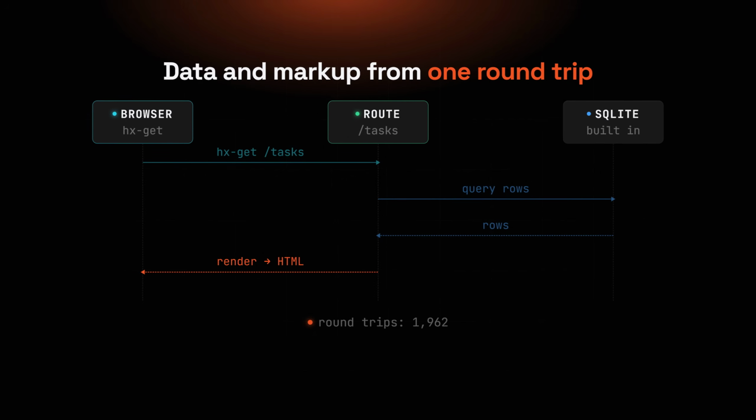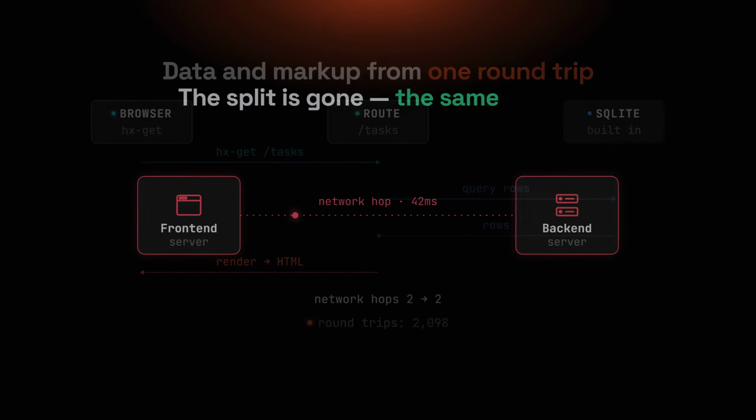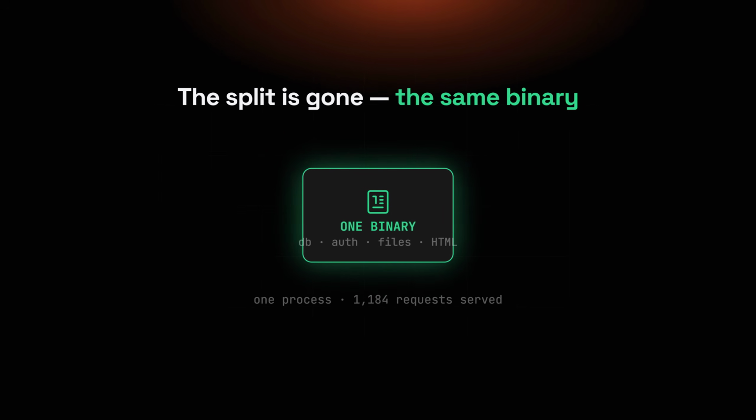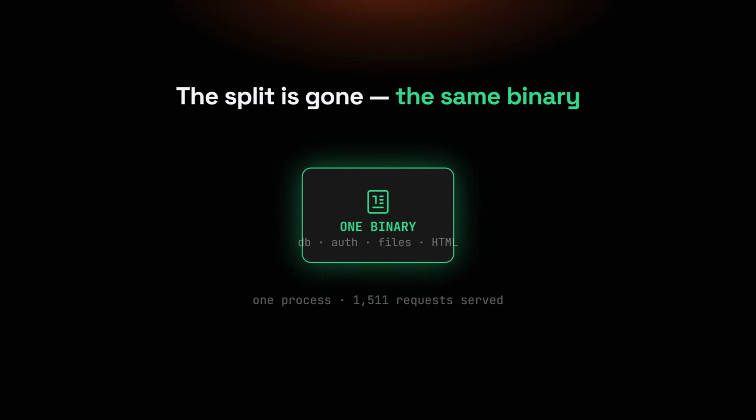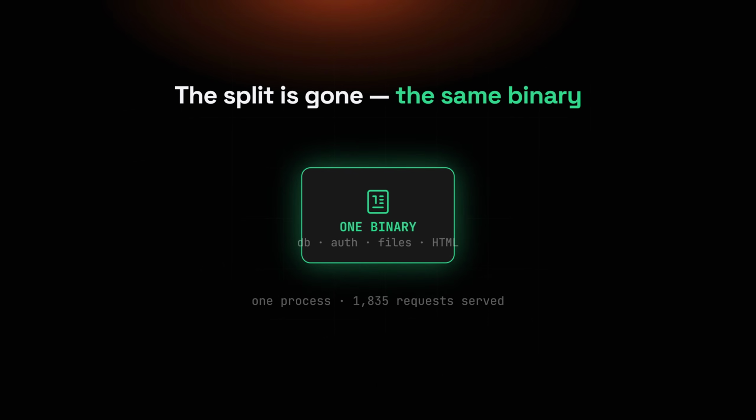Data and markup come from the same place in one round trip, and now the split is gone. One process owns the database, the auth, the file storage, and the HTML your users see. There is no front-end server phoning a back-end server across the network. It is all the same running binary.